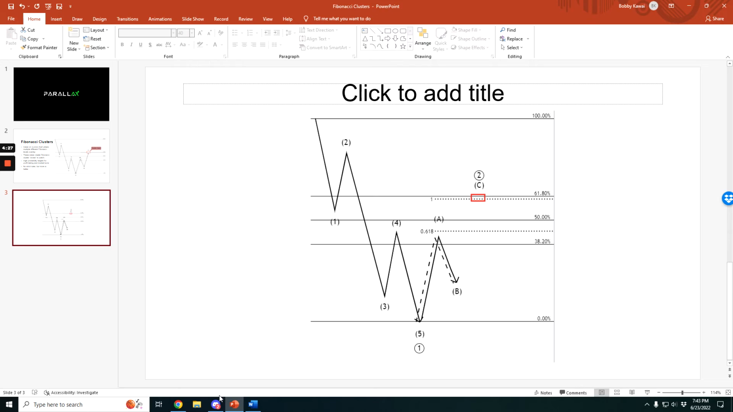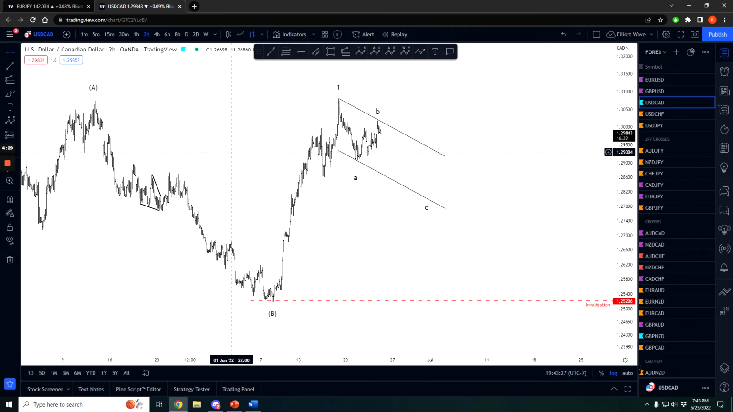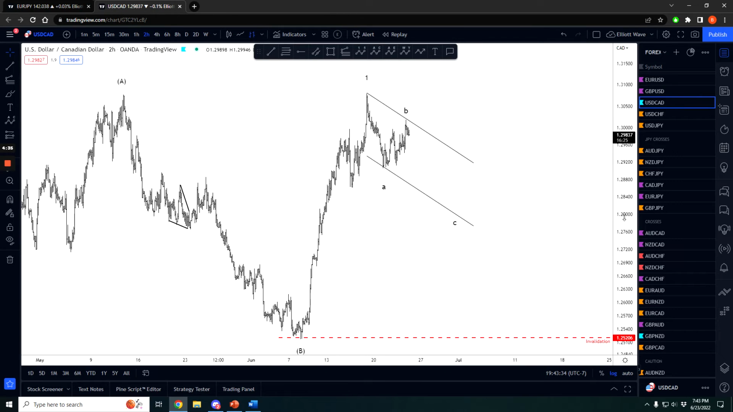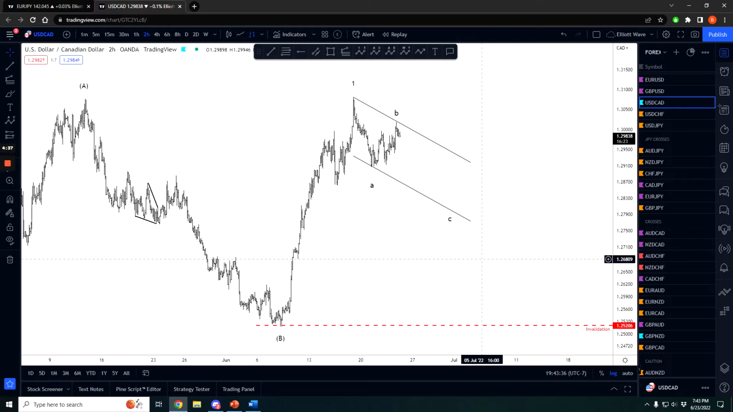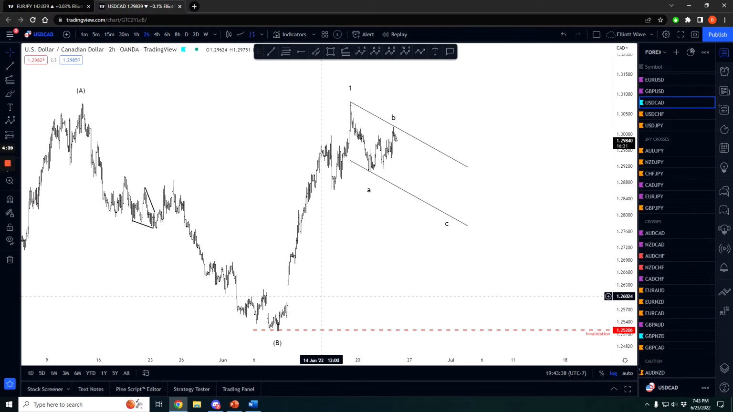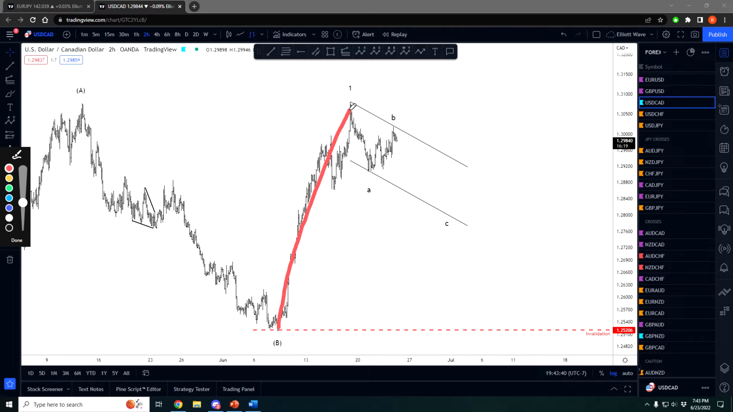So now let's move over to some live examples. This is a current chart of US dollar, Canadian dollar. I'm on the 2-hour chart. And so here we have what I think is quite clearly an impulsive wave. If you want to count the subwaves, you can, but it's very clear that this is some kind of impulse. And from the top, we have the beginnings of a correction. Wave A down, wave B appears to be some kind of zigzag.